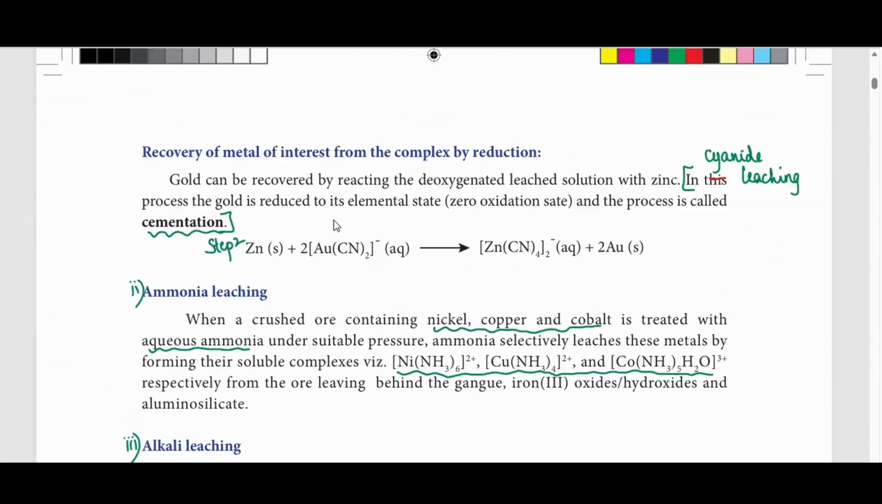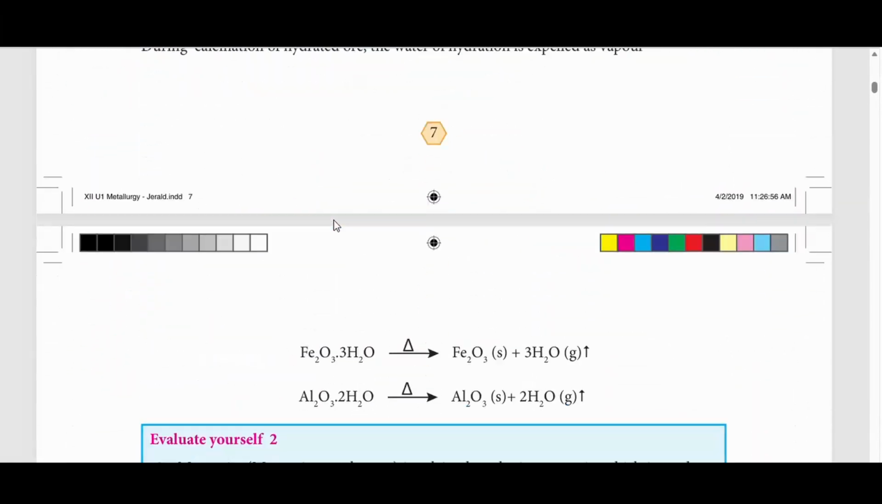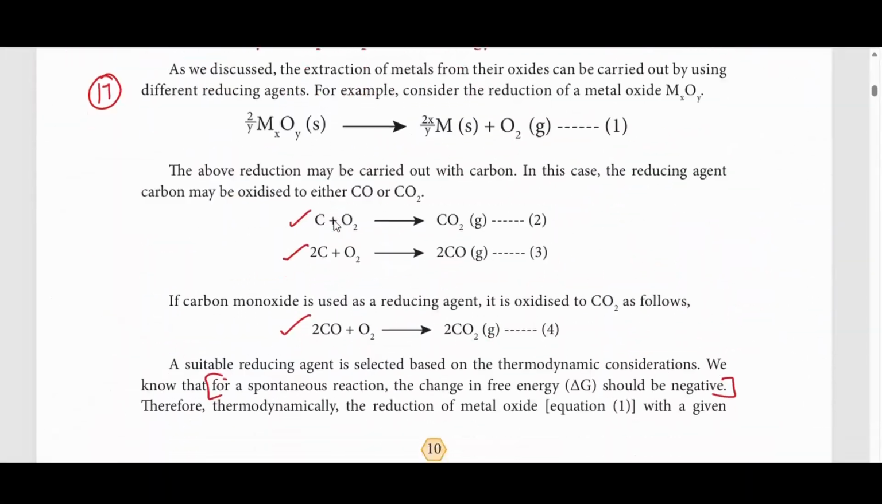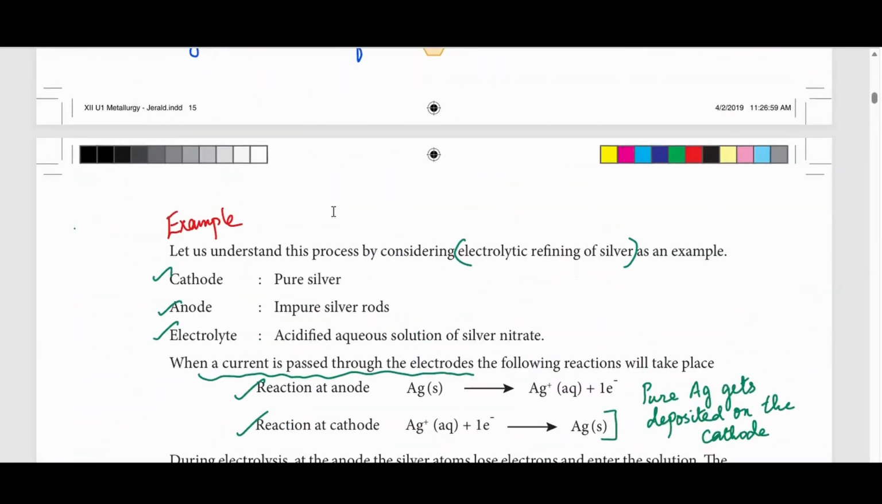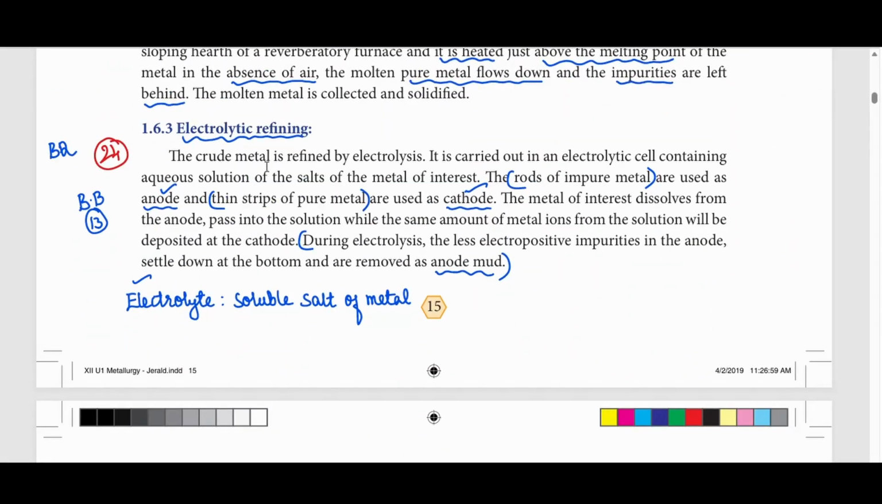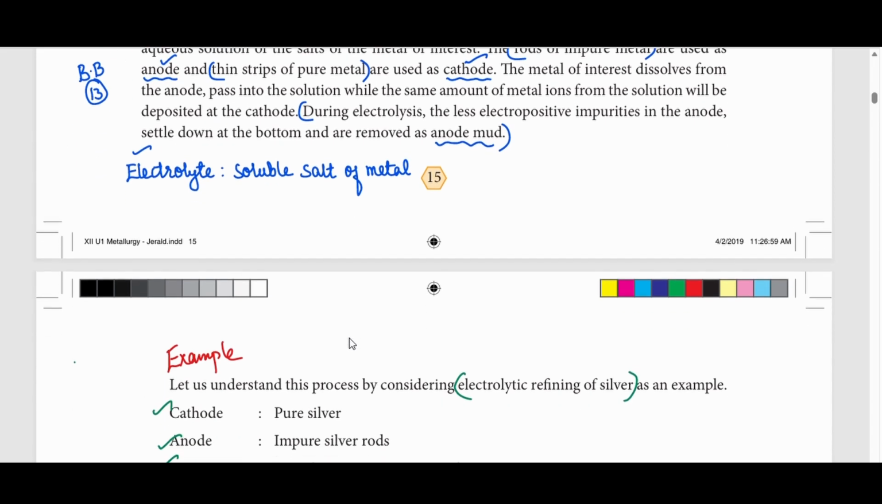Coming to the next ones, zone refining and electrolytic refining. First we'll discuss electrolytic refining quickly. Under this, first we have to write the basic terms. First mention what an anode is: rods of impure metal. And what is the cathode? Thin strips of pure metal. And the electrolyte? A soluble salt of the metal. On passing electric current, pure metal gets deposited on the cathode. To write the anode, cathode, electrolyte and passing current, 2.5 marks will be given.